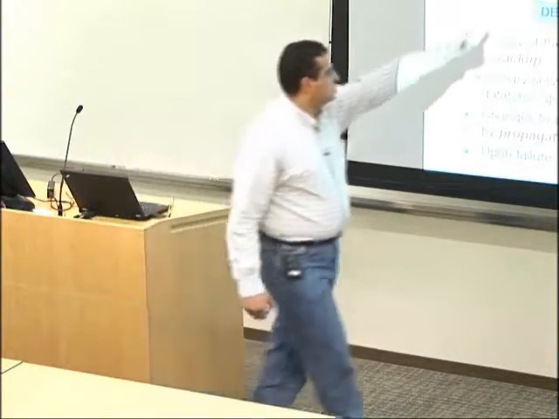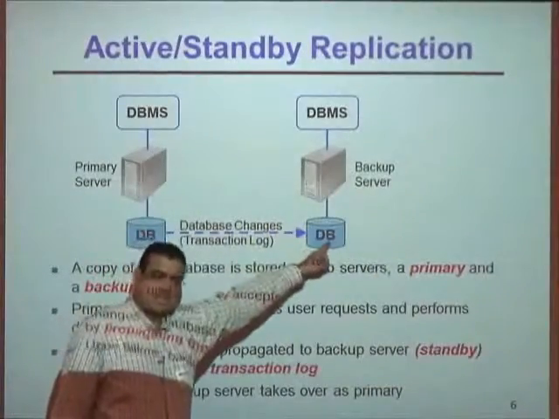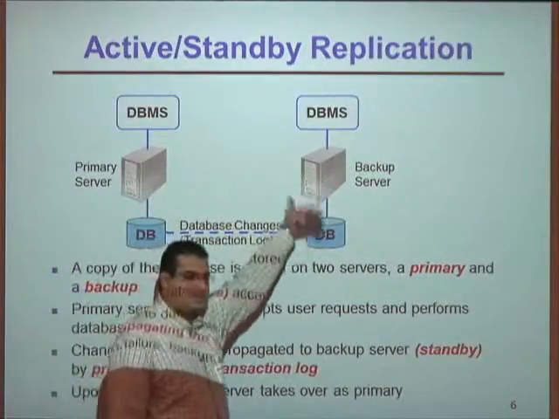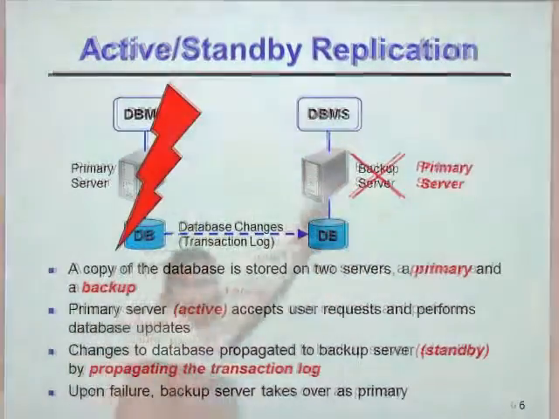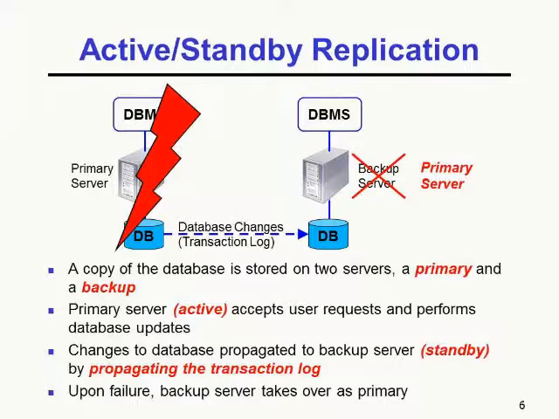And the primary ships changes to the database to the backup by propagating the transaction log. The backup is busy applying these changes so that when the primary fails, the backup can take over as the primary, and it takes over with a consistent database state.